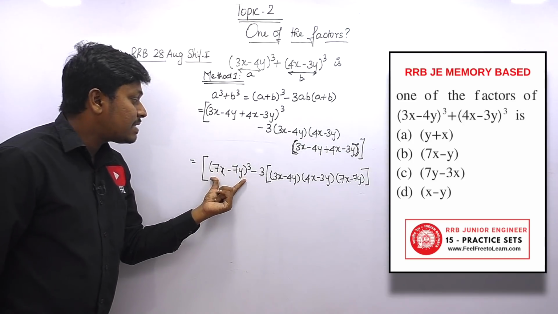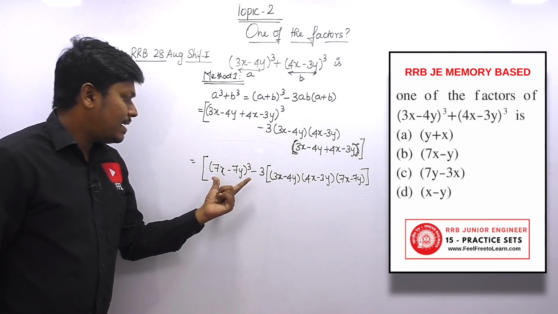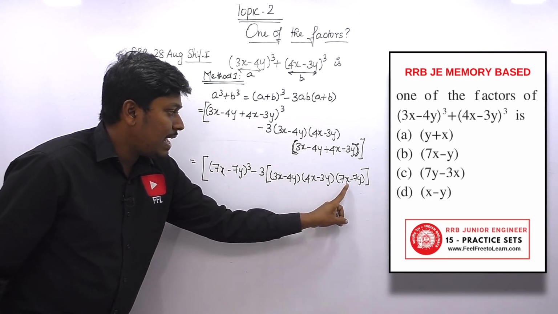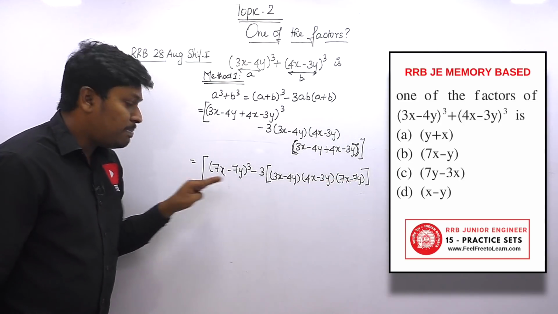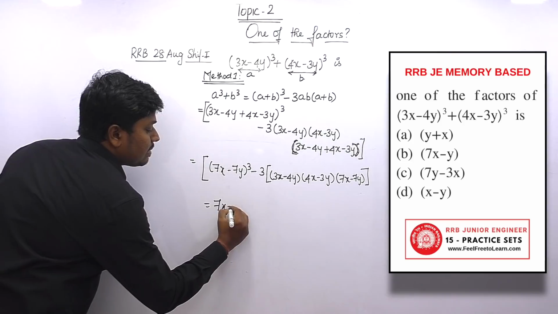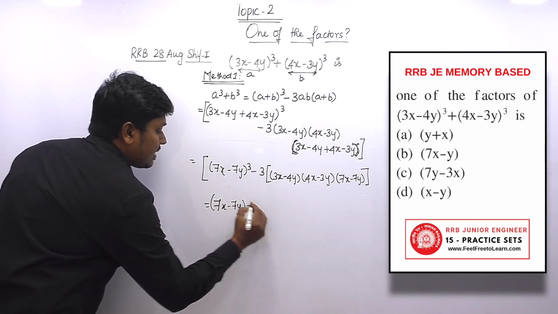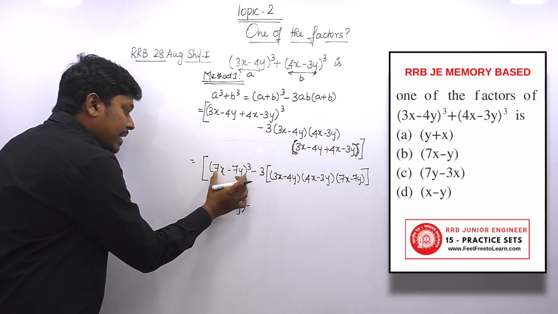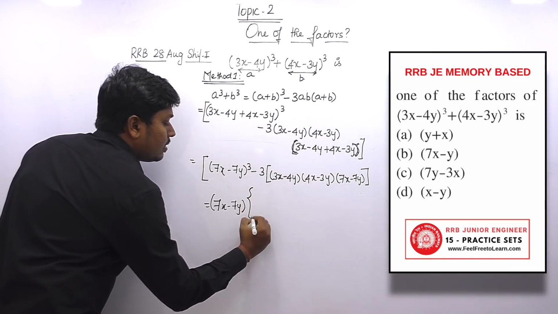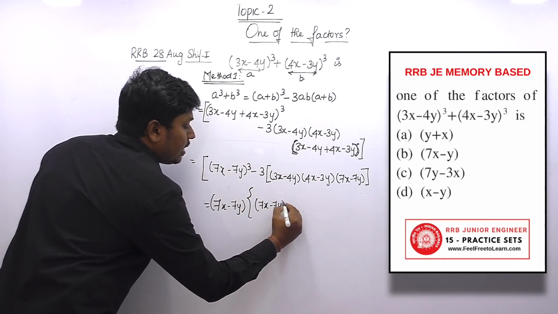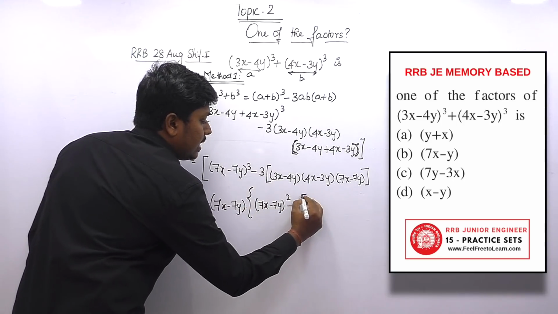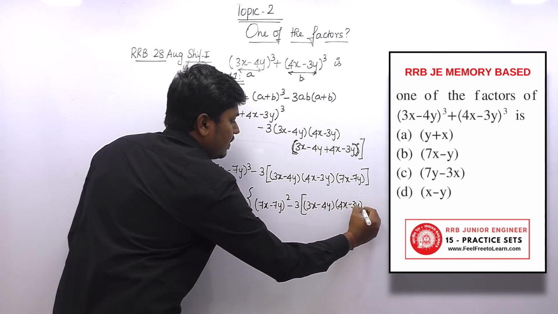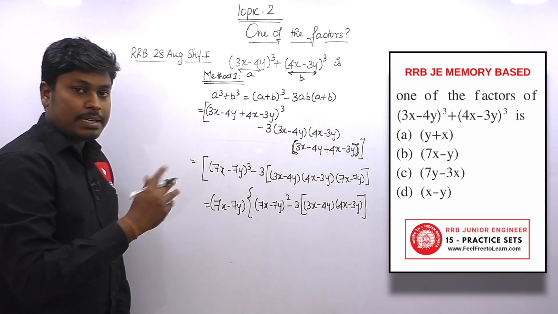But in the first term, we have 7x minus 7y the whole cube. That doesn't matter, right? Just see here, in the first term, we have 7x minus 7y, one term. Similarly, in the second expression, we have another 7x minus 7y. So from the complete expression, I am just going to take 7x minus 7y outside. If I take 7x minus 7y outside, here we have 7x minus 7y the whole cube. If we are taking one term outside, then the remaining will be 7x minus 7y the whole square. So minus 3 into 3x minus 4y, 4x minus 3y. And here we have already taken 7x minus 7y, one term, outside.